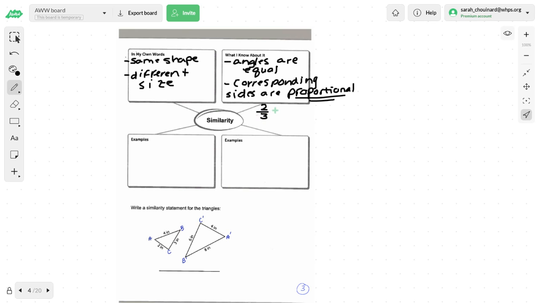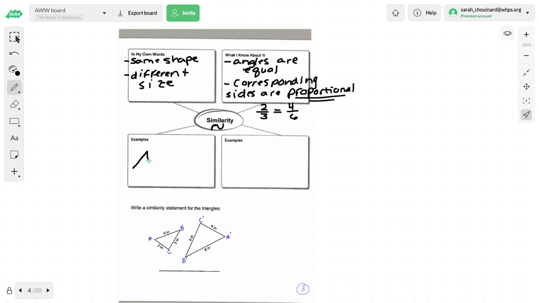So 2/3 is proportional to 4/6 because they're the same fraction. So this might be something that we see. The symbol for similarity is a squiggly, like that. So let's do 2 examples.